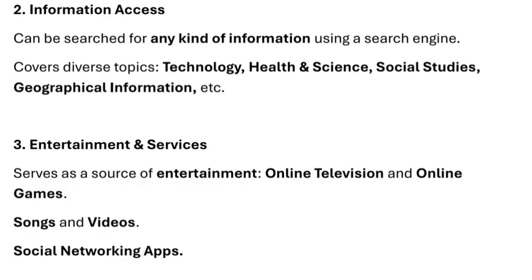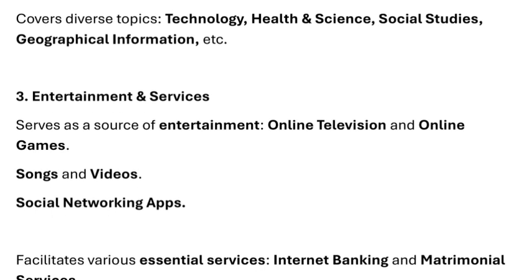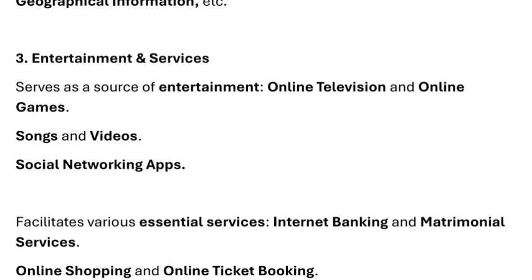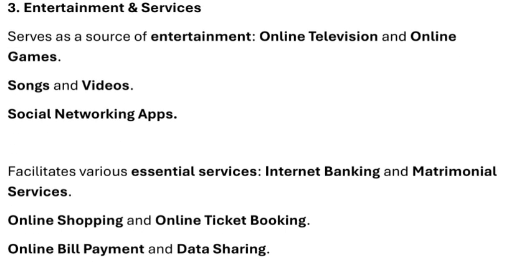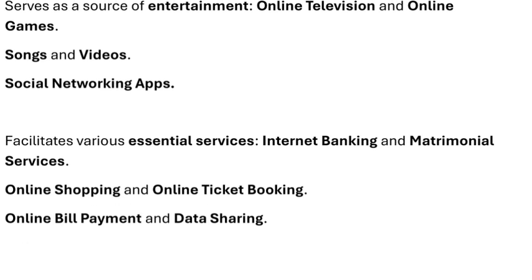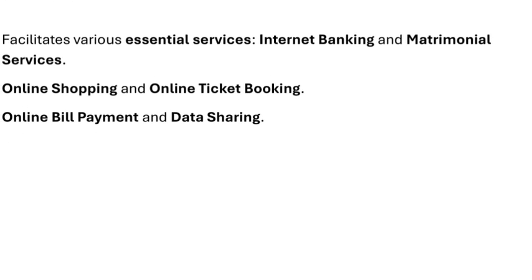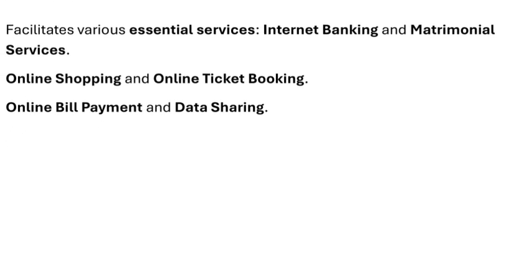Information access: any kind of information can be searched using a search engine. It covers diverse topics: technology, health and science, social studies, geographical information, etc. 3. Entertainment and services: the Internet serves as a source of entertainment, online television and online games, songs and videos. Social networking apps facilitate various essential services, internet banking and matrimonial services.